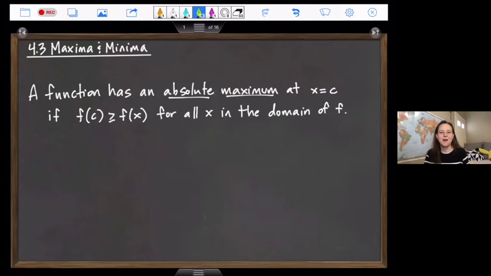Today we're talking about absolute maximums and minimums, or maxima and minima, as your book likes to call them. And I have the definition of an absolute maximum here, and it looks terrible and difficult to understand. It's really not. I'll draw you a picture in just a second.